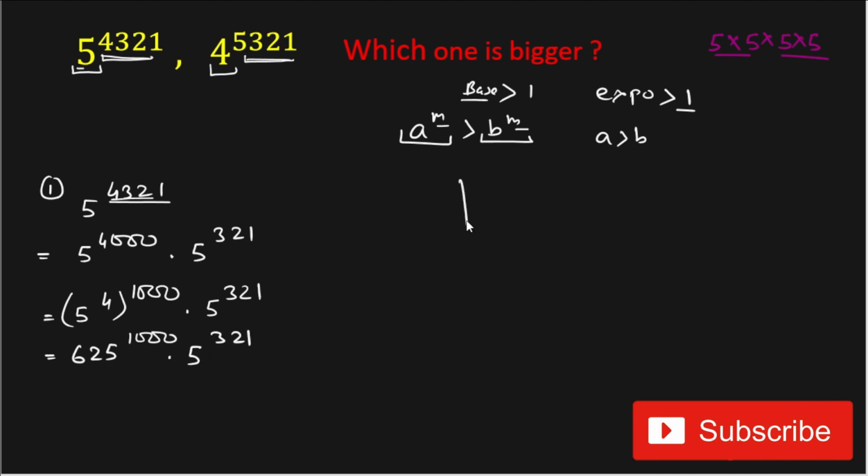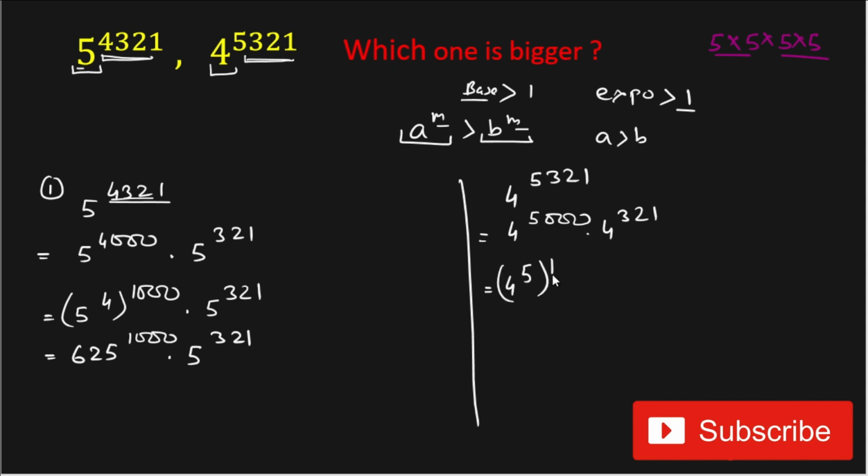Now here we'll write the second term and try to make the same power or exponent. Here it is 4 powered by 5321. Likewise we can write 4 powered by 5000 times 4 powered by 321. Now in the next step we'll write 4 powered by 5 and whole powered by 1000. We have split 5000 into 5 and 1000, and times 4 powered by 321.